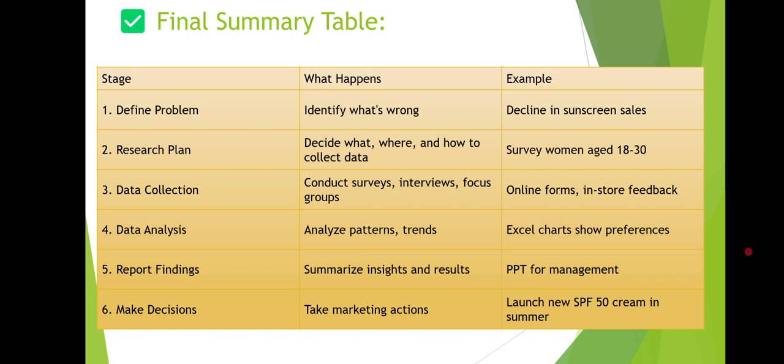Third stage, we have data collection. In this stage we have to conduct surveys, interviews, and focus groups. For example, online forms, in-store feedback. Fourth stage, we have data analysis. That means we have to analyze the patterns and trends. For example, Excel charts show the preferences. Next stage, we have reporting findings. That means we have to summarize the insights and results. For example, a PPT for management. And last stage, we have make decision. That means take marketing action. For example, launch a new SPF 50 cream in summer.